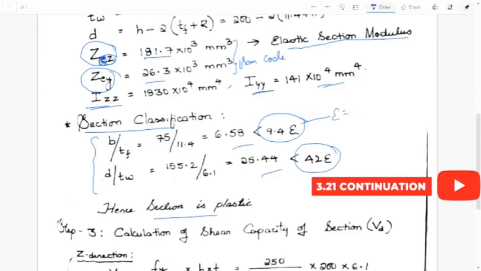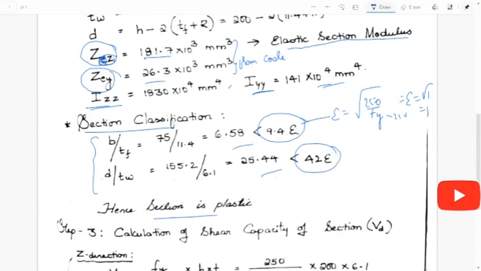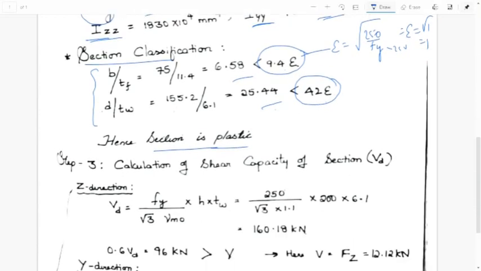This epsilon is nothing but root over 250 by Fy. Fy is 250, right? So what will be the epsilon value? Root over 1 equals 1. So 9.4 epsilon into 9.4, 42 epsilon into 42. So if the ratio B by TF value is less than 9.4 and if D by TW value is less than 42, then the section is classified as plastic. Okay. So please go through that code book.